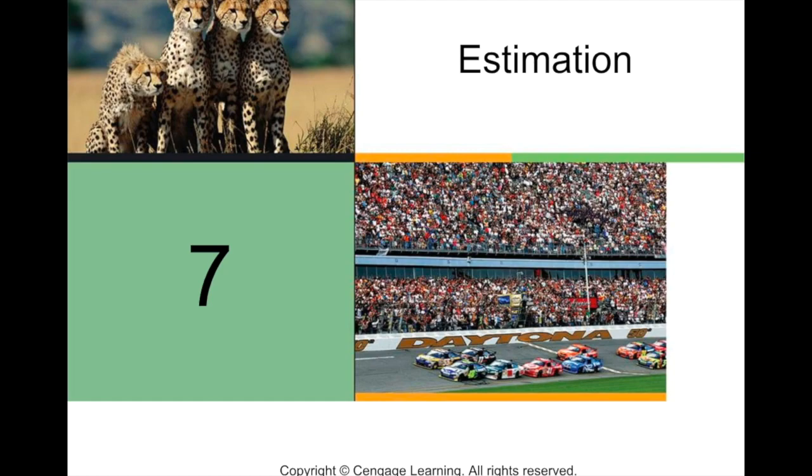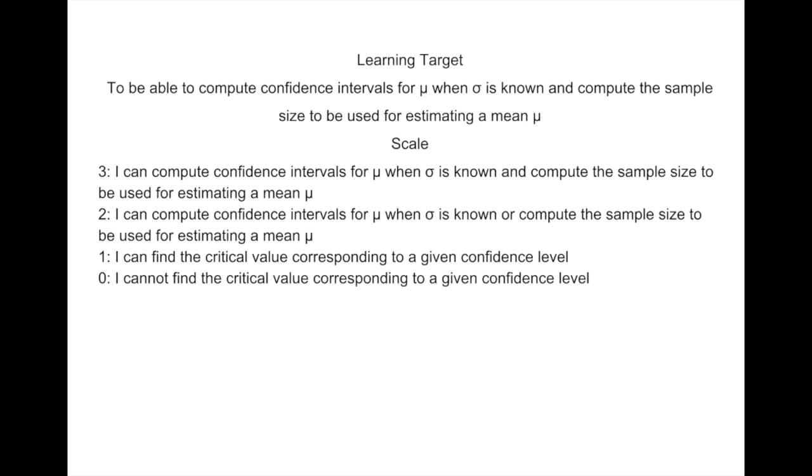Chapter 7, Estimation. The learning target for today is to be able to compute confidence intervals for mu when sigma is known and compute the sample size to be used for estimating a mean mu. For the scale, you're a 3 if you can compute confidence intervals for mu when sigma is known and compute the sample size to be used for estimating a mean mu.